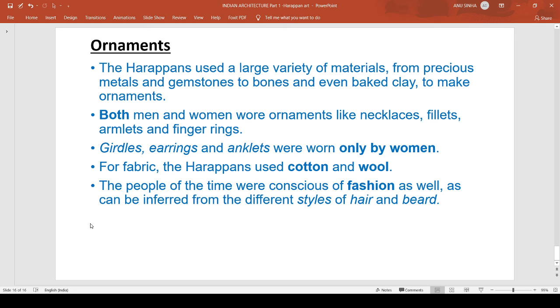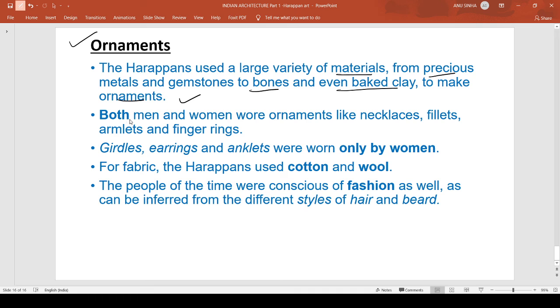Now, the last slide we have is about the ornaments that have been found at the Indus Valley civilization. So here we will be talking about the Indus ornaments. The Harappans used a large variety of materials, from precious metals and gemstones to bones and even baked clay, to make ornaments.